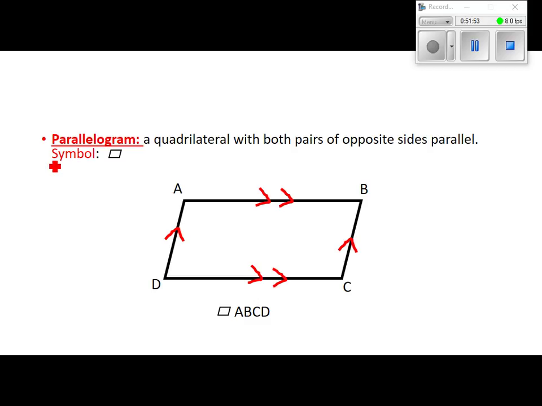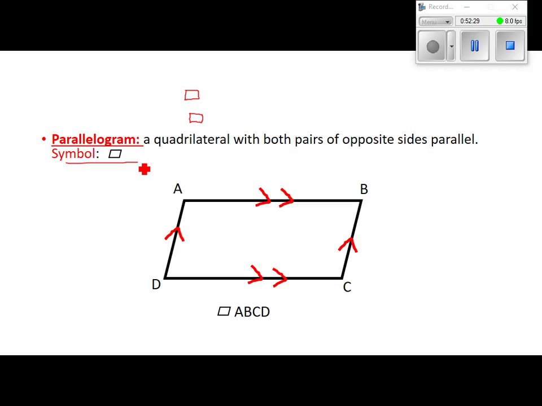Both pairs of opposite sides are parallel. This is the symbol for a parallelogram. It's the only four-sided figure that we're going to cover that has a symbol. If I tried to have a symbol for a square, what do you think it would be? A little square. When I draw that little square, a little rectangle, and a little parallelogram, what looks to be true about all of them? They all look the same, and that doesn't help. So the only one that has a symbol is a parallelogram. All the rest of them, we'll just have to write out the names.